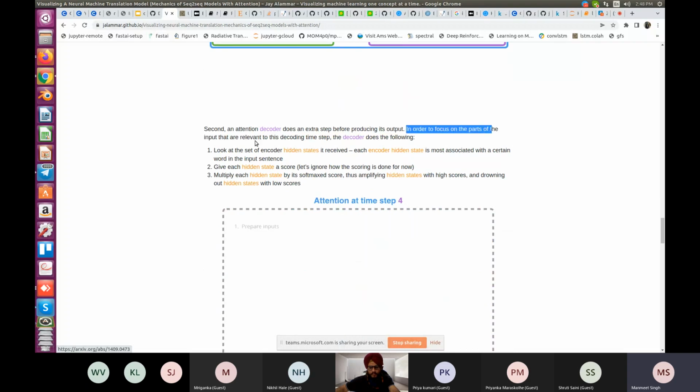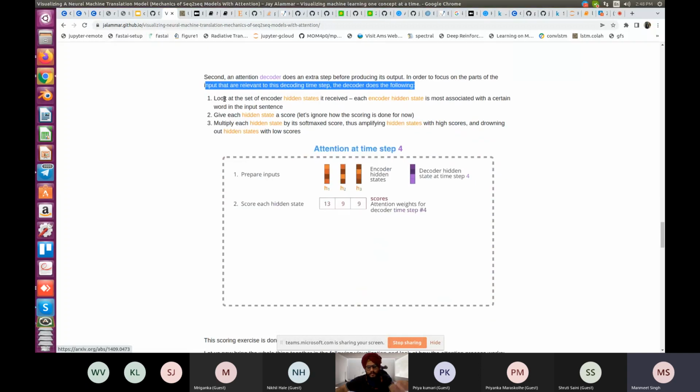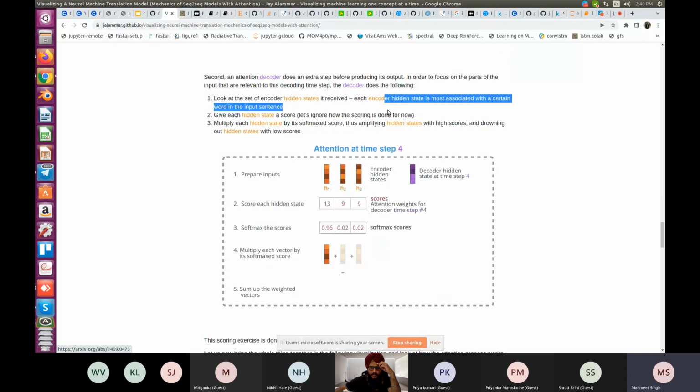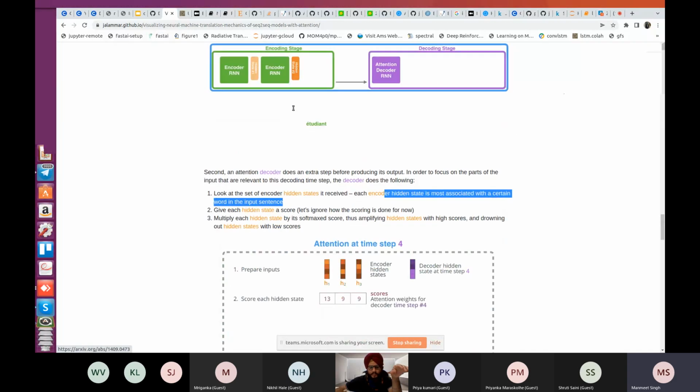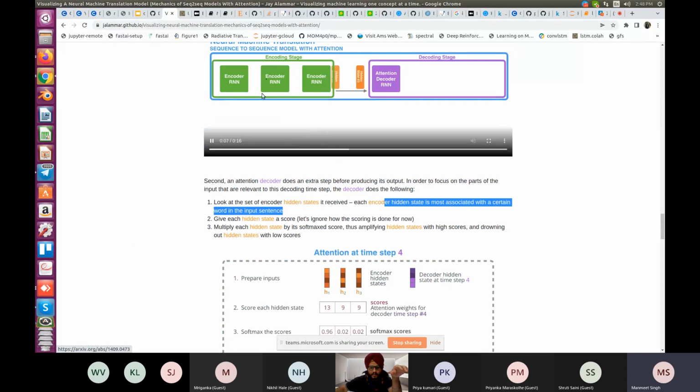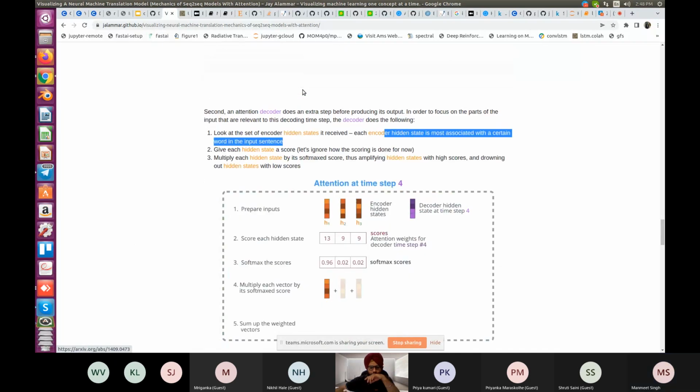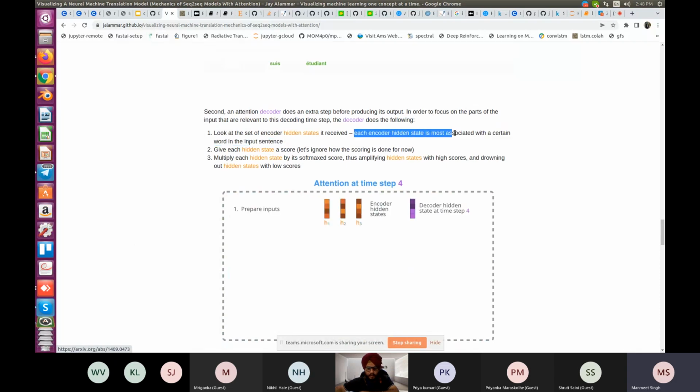Second, an attention decoder does an extra step before producing its output. In order to focus on parts of the input that are relevant to this decoding time step, the decoder does the following. It looks at the set of encoder hidden states it received. Each encoder hidden state is most associated with a certain word in the input sentence. For example, "Je" has passed through this encoder RNN and produces this hidden state 1. "Suis" passes through the encoder RNN and produces another hidden state. So each encoder hidden state is most associated with a certain word in the input sequence.